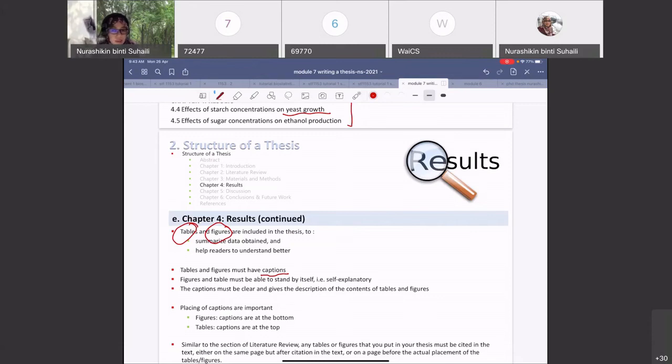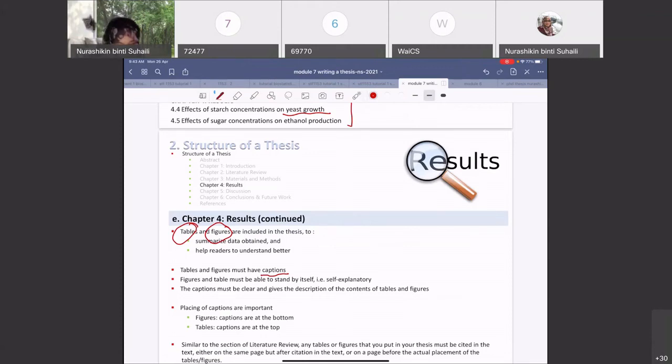Okay, so one of the mistakes done by students is that although they have a results and discussion chapter, they just present the results, but they don't discuss the results. So the discussion part is not there. That is a common mistake. So you have to know what is meant by results and what is meant by discussion.